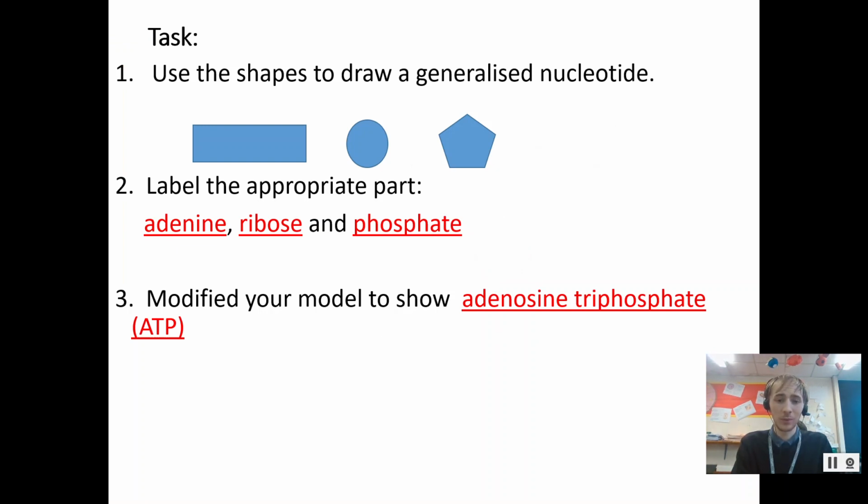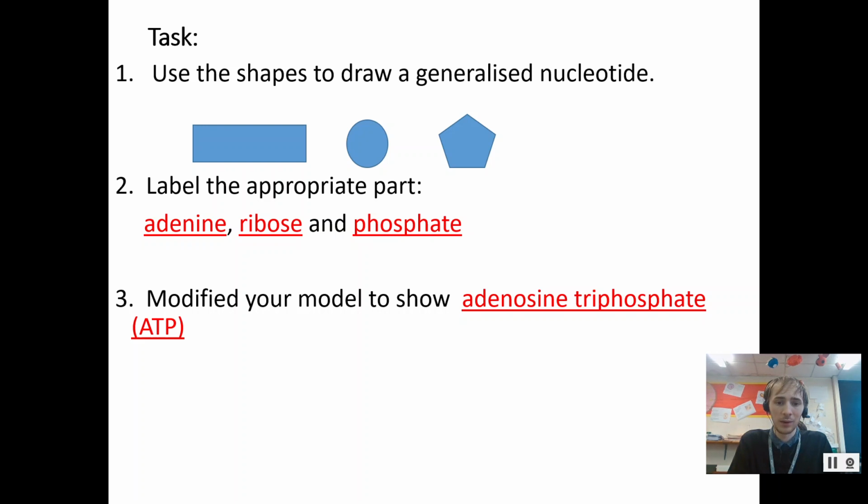The circle should not be a base. The circle should be a phosphate. The sugar in the middle would be the pentagon, and the rectangle would be the base. Now in this case, we're going to call that base adenine. So this is an A nucleotide.